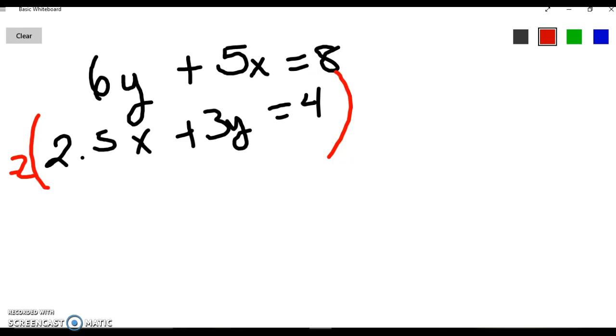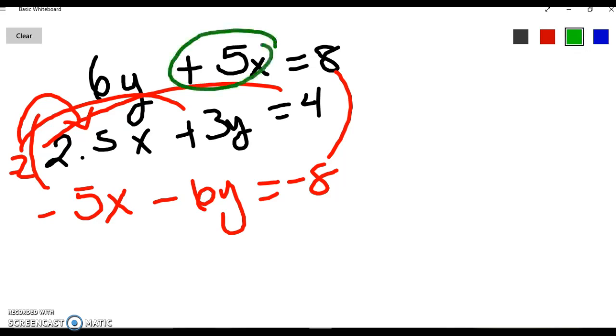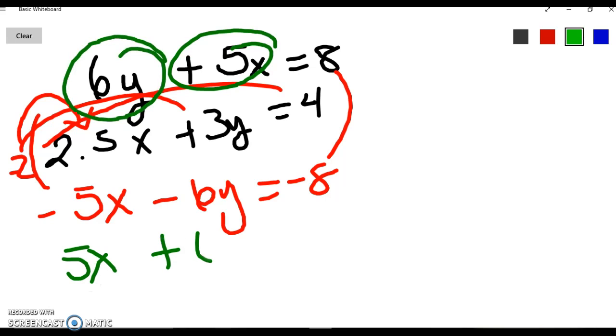I'm not going to flip it around, I'll do that later. So I get negative 5x, because negative 2 times 2.5, negative 6y, and that's equal to negative 8. Then I'm going to take the first equation and I'm going to just move it around. So I'm going to move the 5x to the front, so that's 5x, move the 6y, leave it just like it is, and it's equal to 8.